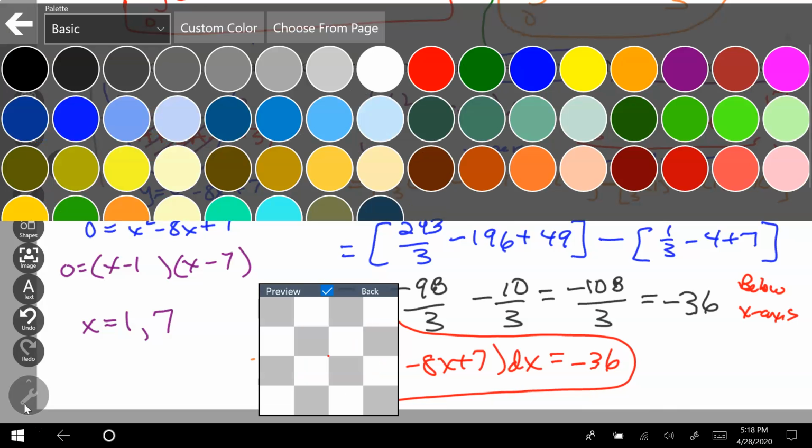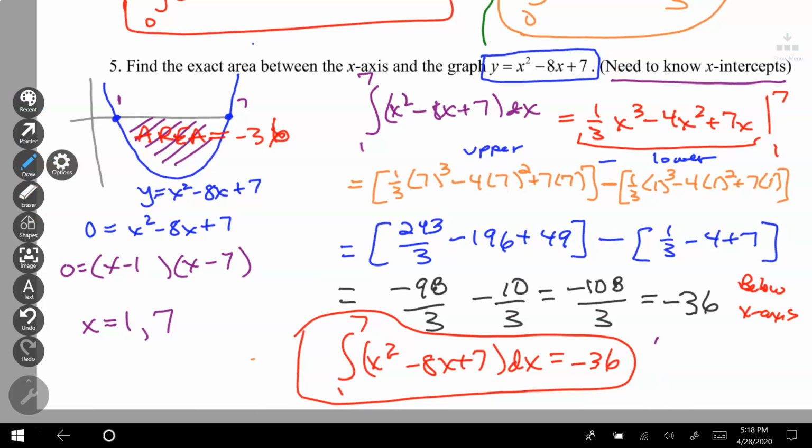And this is the area between the x-axis and the function, or the parabola.